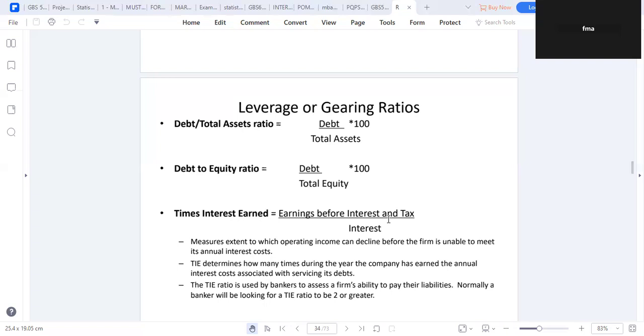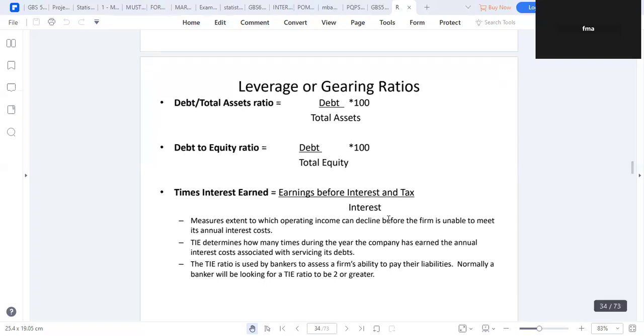So it measures the extent to which our income can decline before the firm is unable to meet its annual interest costs. Usually banks are interested in this ratio. It is measured by bankers as the firm's ability to pay its liabilities. Normally, it should be above 2.